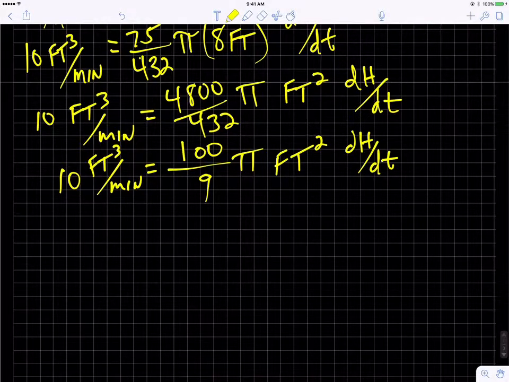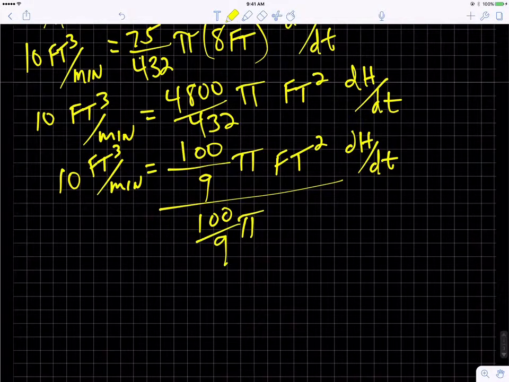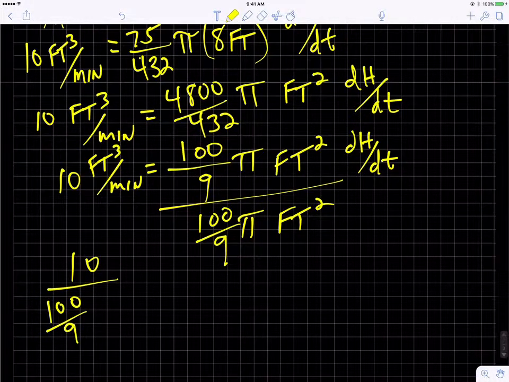So I will then divide by all this stuff. 100 over 9 pi feet squared. So let's look at the units first. When I divide feet cubed by feet squared, I just get feet per minute. So I know it's feet per minute. Then I'm going to take 10 and divide it by 100 over 9 pi.